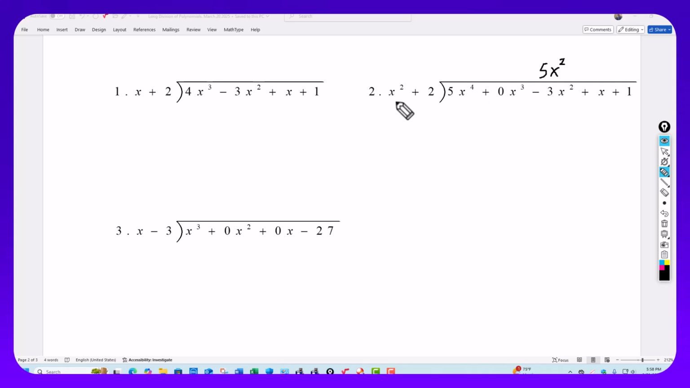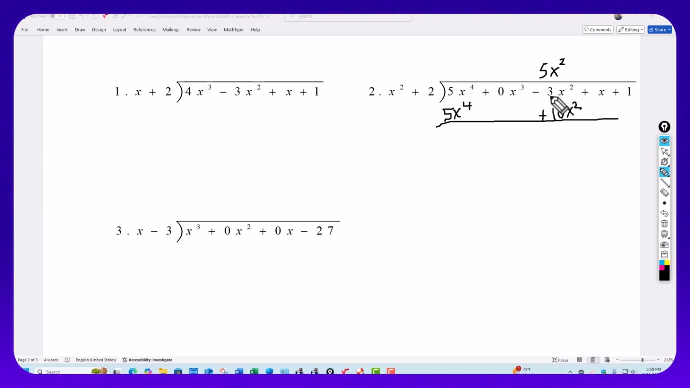And then we multiply times the divisor. So 5x squared times x squared gives me a 5x to the fourth, and then 5x squared times 2 is a plus 10x squared. So let's put it over there with the like term, 10x squared. Then we're going to subtract here. Notice the first terms always cancel out. 5x to the fourth, subtract 5x to the fourth, that goes to 0. This is just going to be 0 here, so we can leave that blank.